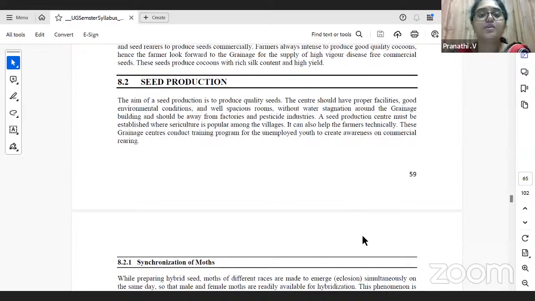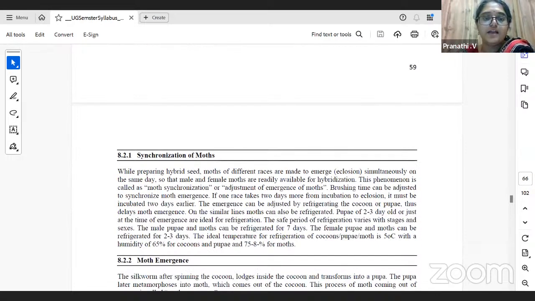How is the seed production taking place? First, you need to synchronize the moth emergence. If one race takes around 2 days more from incubation to eclosion, that is emergence, then it should be incubated 2 days earlier. You can either do it by putting it in an incubator or by refrigerating the cocoons or the pupae. This will delay the moth emergence. On similar lines, they can be refrigerated.